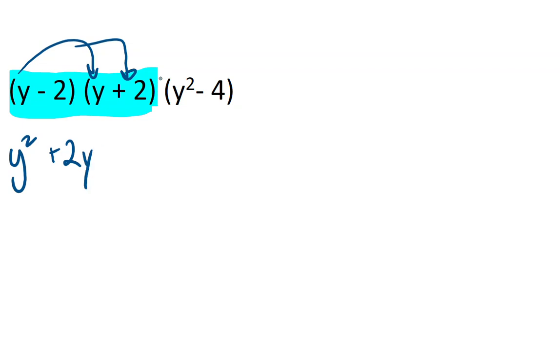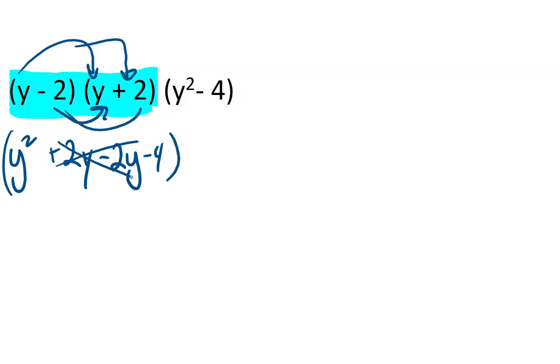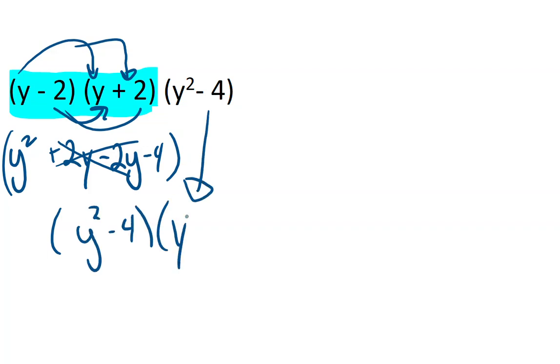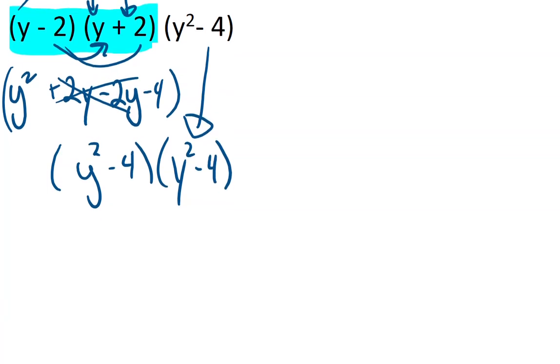So plus 2y, and then we're going to go down here, and it's going to be minus 2y, and then minus 4. And sure enough, those middle terms cancel out. Now, one thing also, so now I drop it down, and I'm going to multiply it by the other one. This is interesting to look at and multiply because now these are exactly the same. Okay, so they're exactly the same. So two binomials are exactly the same.